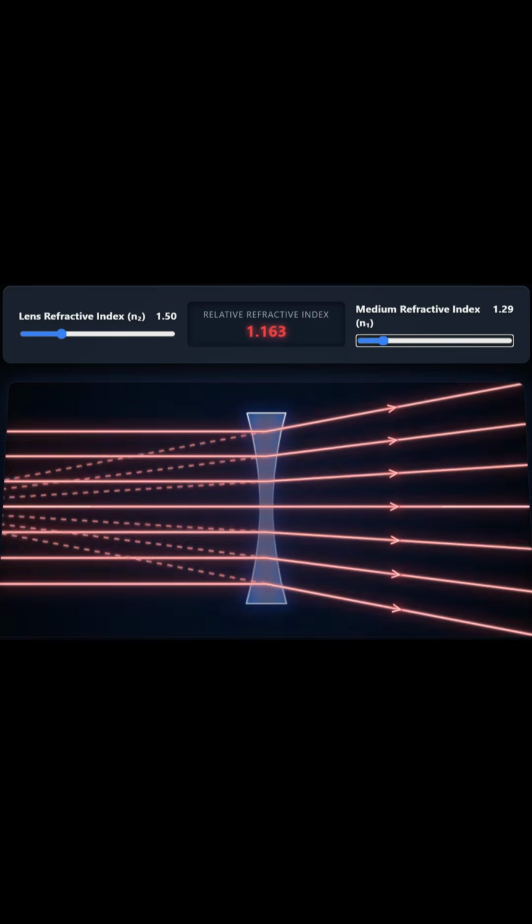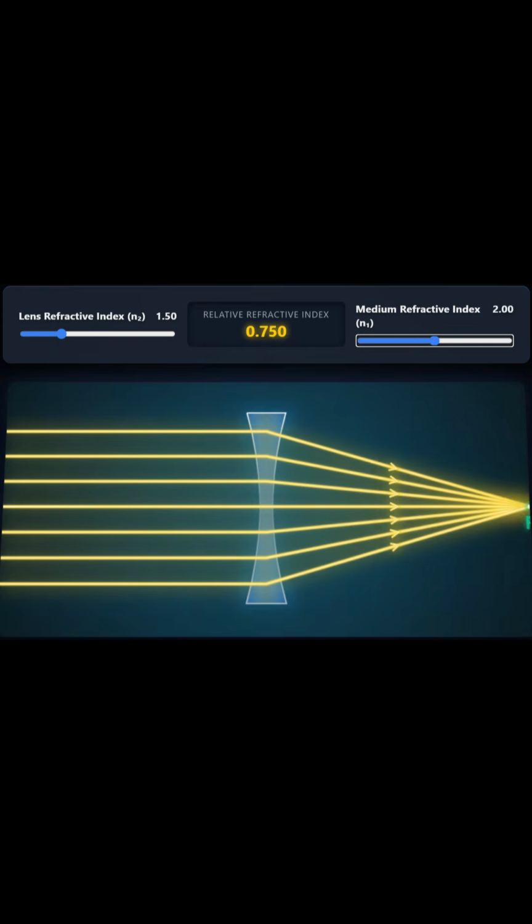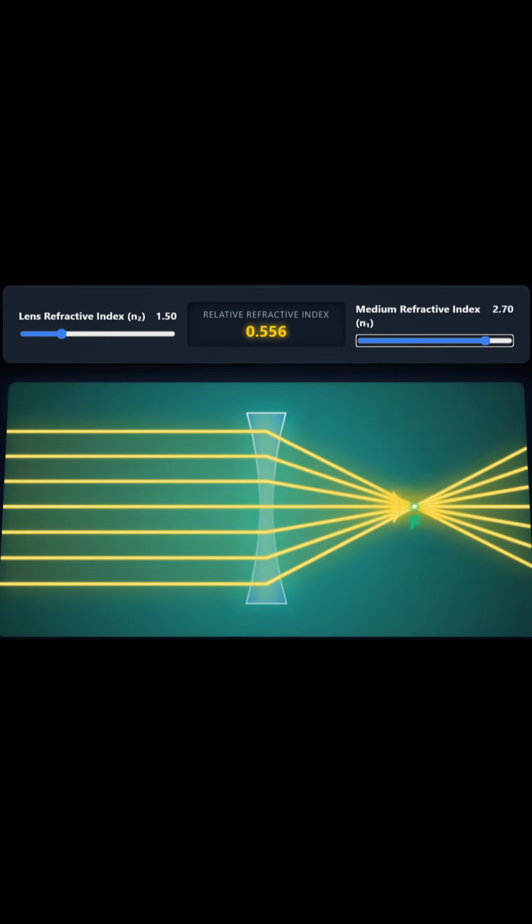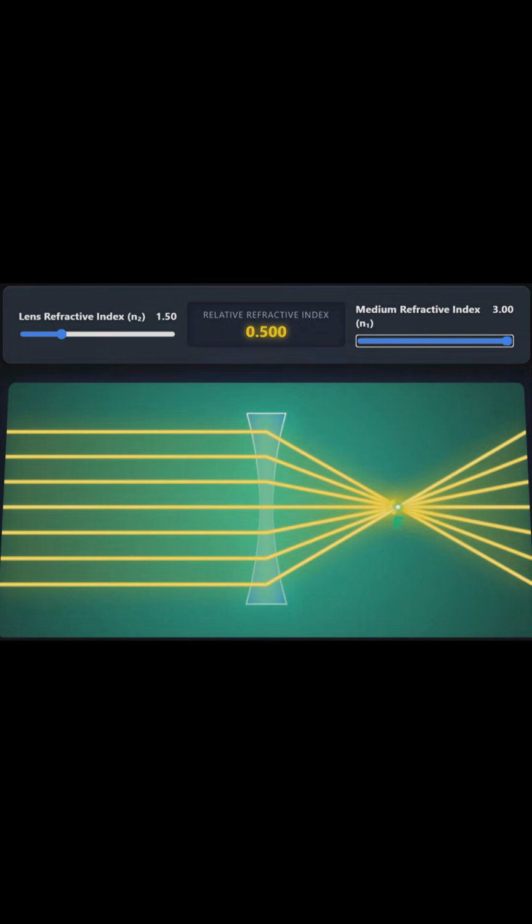Let's change the surrounding environment again. If we place this concave lens into a medium that is significantly denser than the lens material, the physics flip once more. The relative refractive index changes, and this traditionally diverging lens suddenly forces the light to converge.